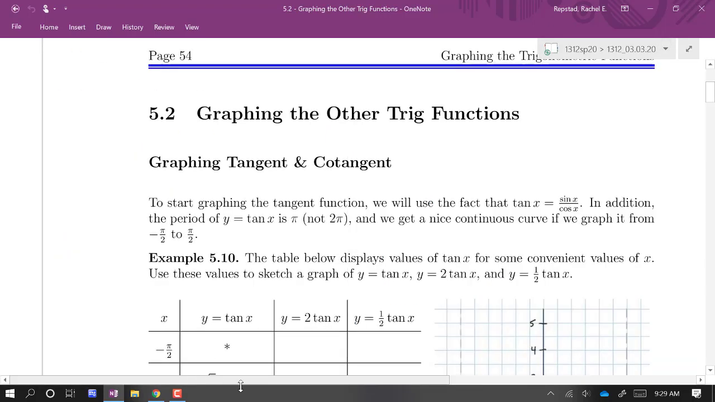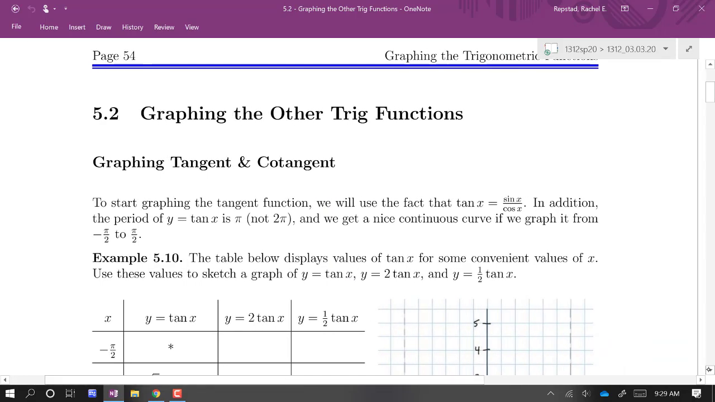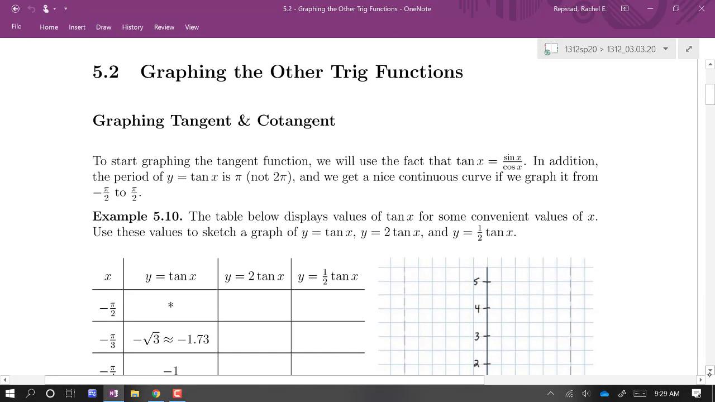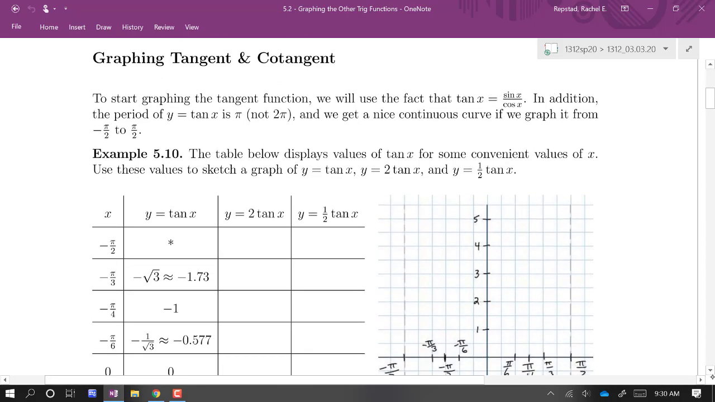So the last bit of new material we did was graphing sine and cosine. So now we're going to start off working on graphing the tangent function. These values that you see in the second column are our convenient values in the fourth and first quadrant. I got these values by using the fact that tangent is equal to sine divided by cosine. So I took the sine coordinate and divided by the cosine coordinate.